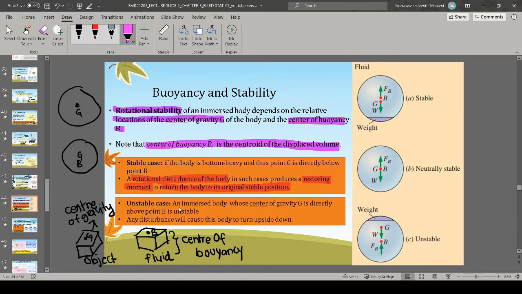However, for unstable case, our G is above B. So our center of gravity is above center of buoyancy. This means it is unstable. Any disturbance will cause this body to turn upside down. So it is unstable.